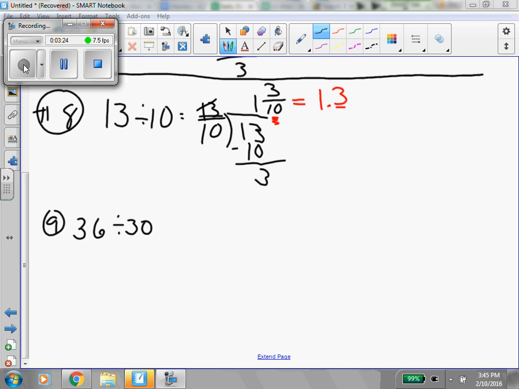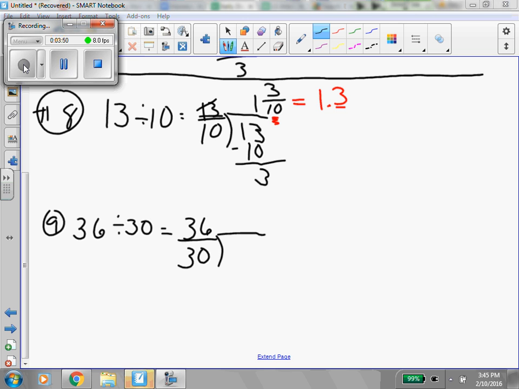Number 9 is just a little bit trickier. You have 36 divided by 30. So if you had 36 pizzas and you want to divide it by 30 people, how many pizzas will each person get? First thing we're going to do, we're going to figure out 36 divided by 30 is the same thing as saying 36 30ths or 36 divided by 30. It is an improper fraction, illegal math.